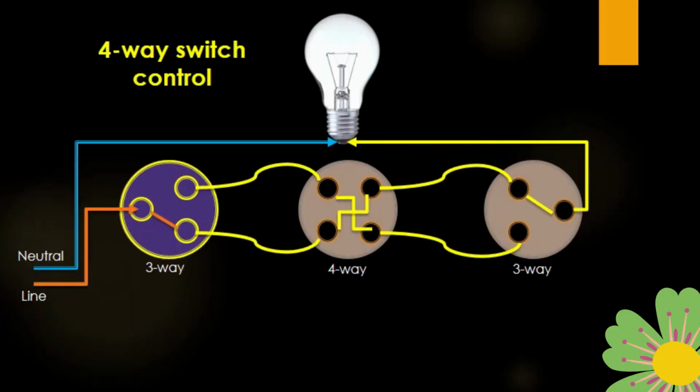When you turn on one three-way switch, the current flows to the next switch, and if the four-way switch is in the on position, then the current flows to the next three-way switch. If this switch is also in the on position, then the light turns on. And after all this, if anybody turns off the four-way switch or intermediate switch, the light again turns off.